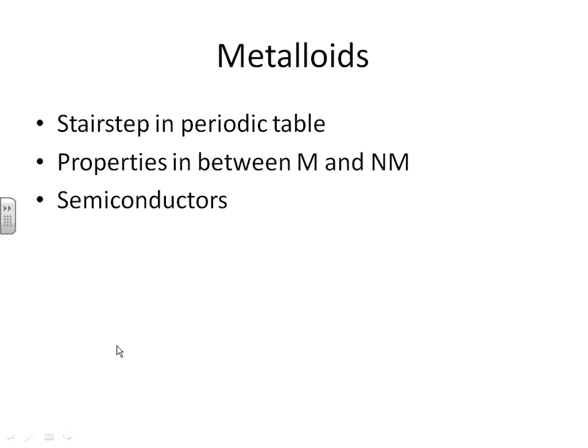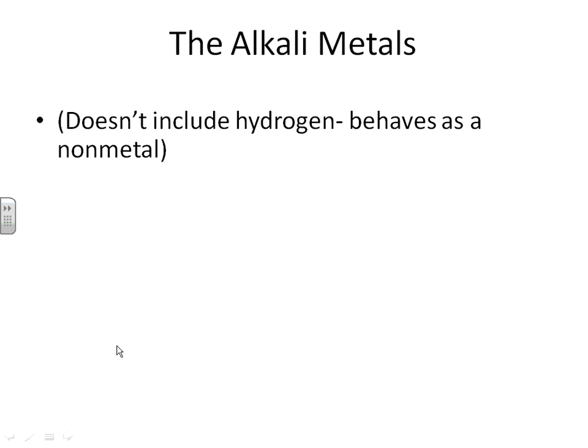So most of the time when we see a metalloid, we'll treat it like a non-metal. We'll assume it's behaving like a non-metal. Properties about metalloids, big one that I do want to point out, semiconductors, silicon, huge in technology. The alkali metals, group 1.